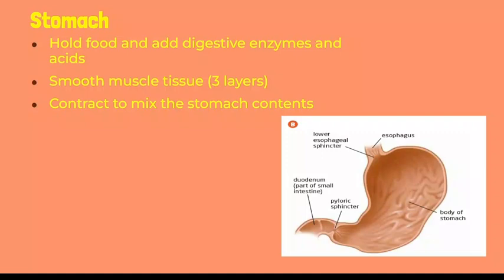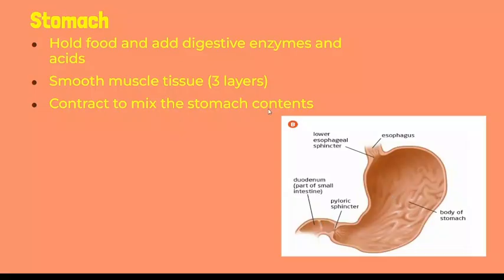So smooth muscle tissue has three layers. So it has three layers and it's a smooth muscle tissue. So what does that mean? It means the food can be pushed in three directions. This way, that way, that way. So whichever way you want, it can be pushed in three directions. That's why the three layers are important.